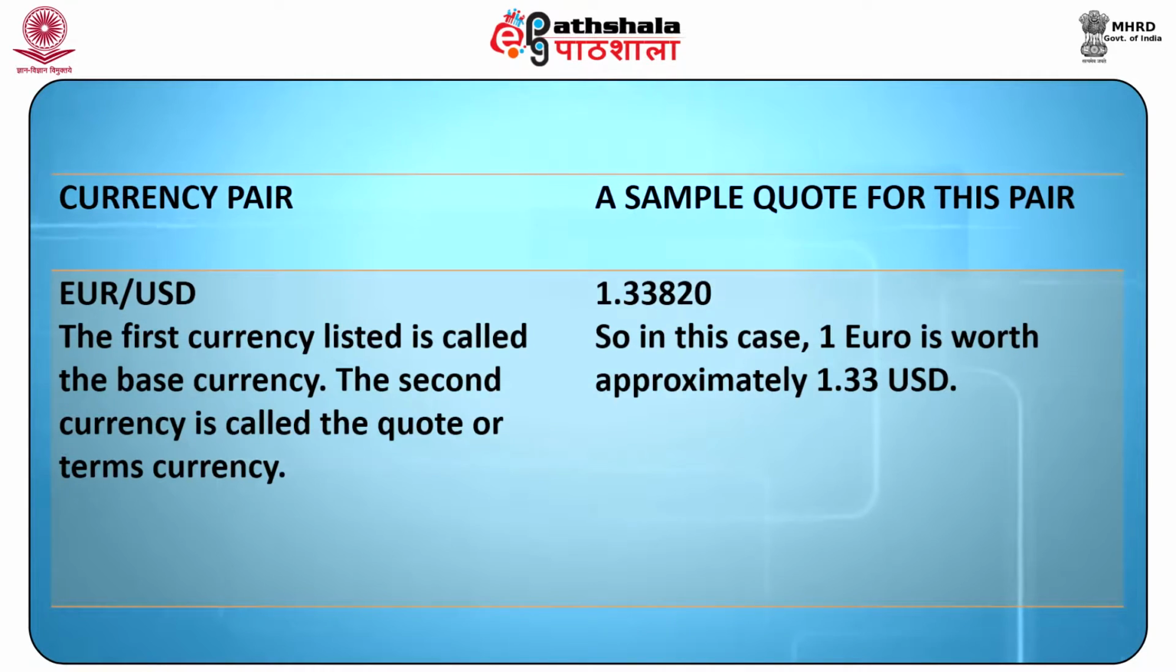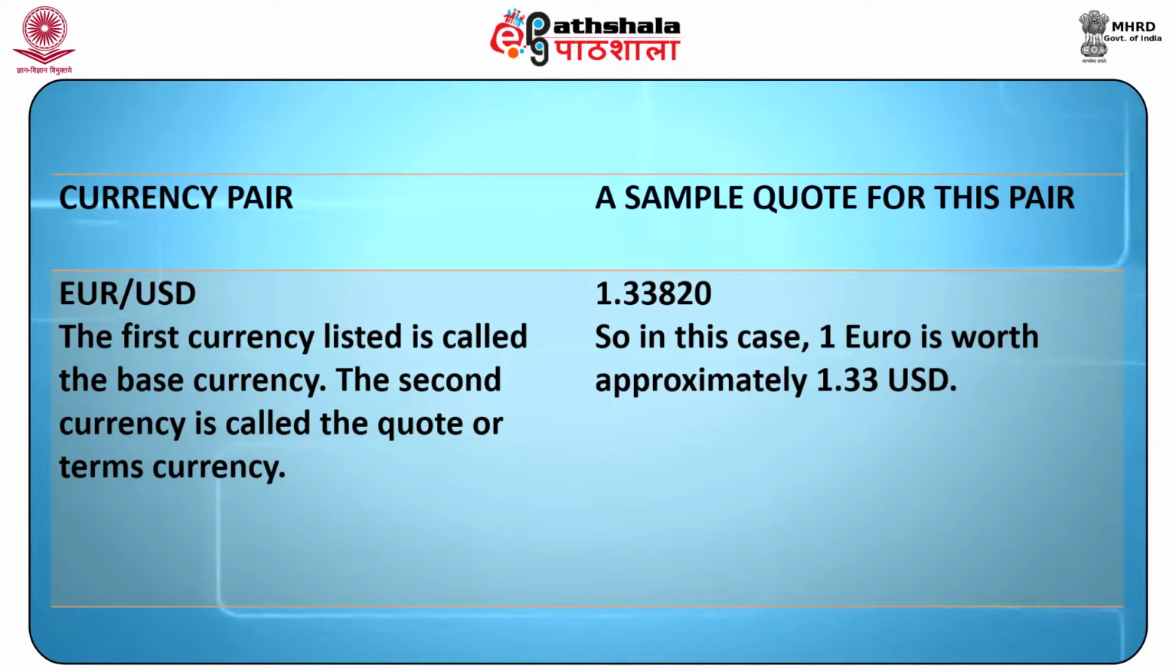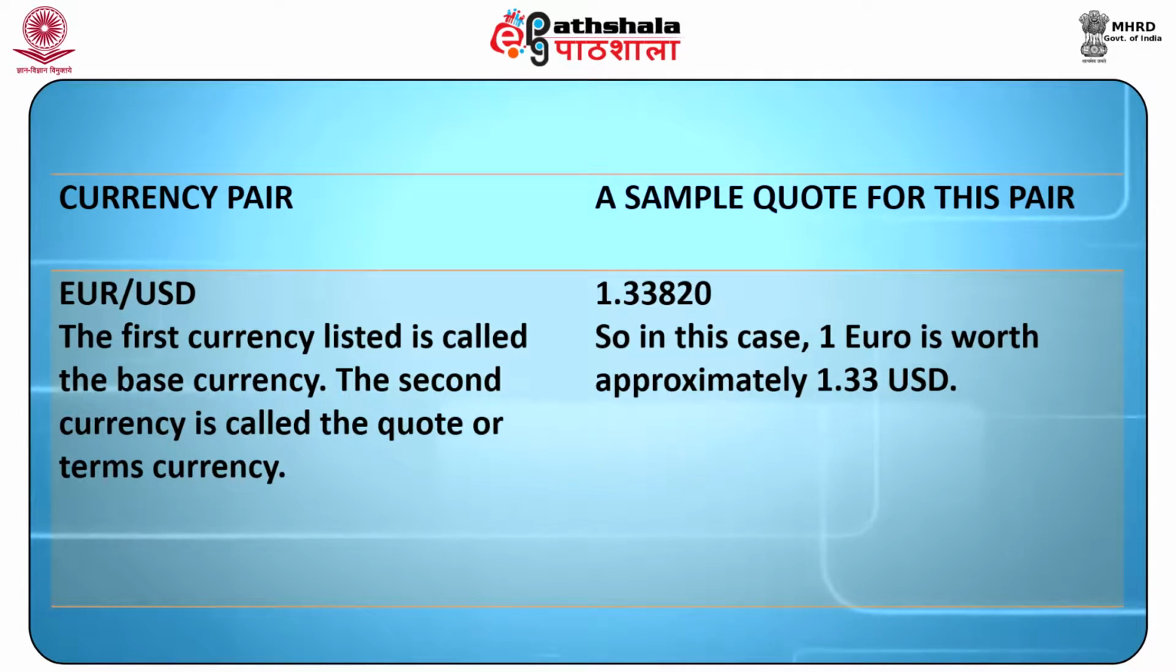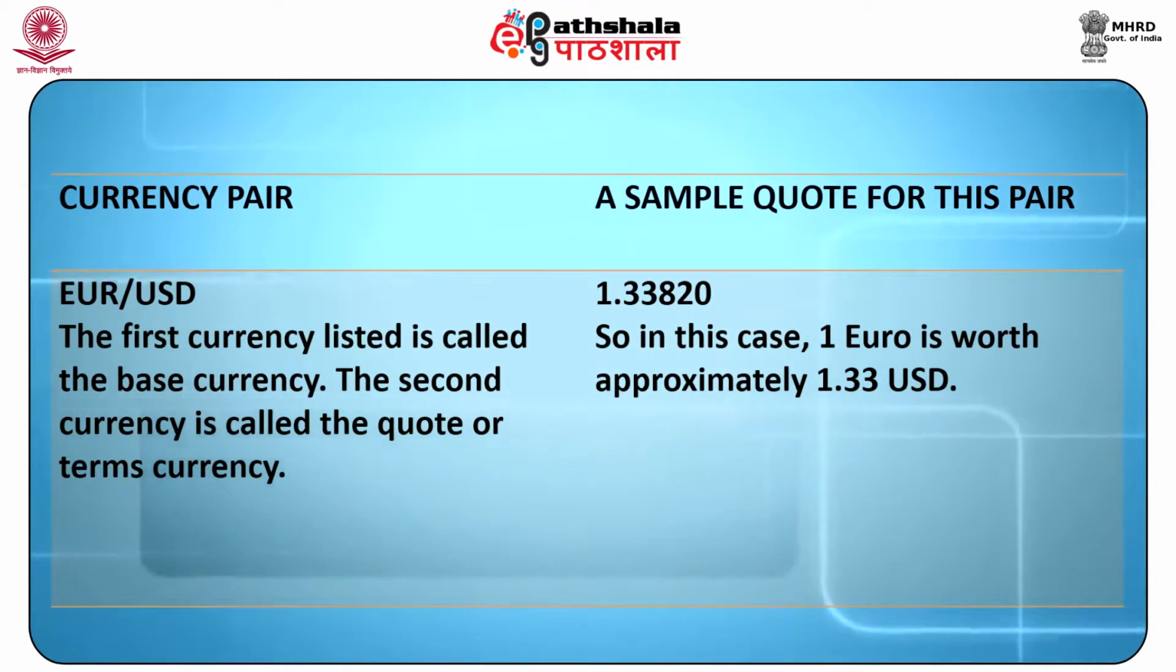Currency pairs. A currency pair tells us how much of the quote currency is needed to purchase one unit of the base currency. For example, a currency pair could be the EUR/USD, which is 1.33820. This is the sample quote for this pair. The first currency listed is called the base currency. The second currency is called the quote or the terms currency. So, in this case, 1 euro is worth approximately 1.33 USD.